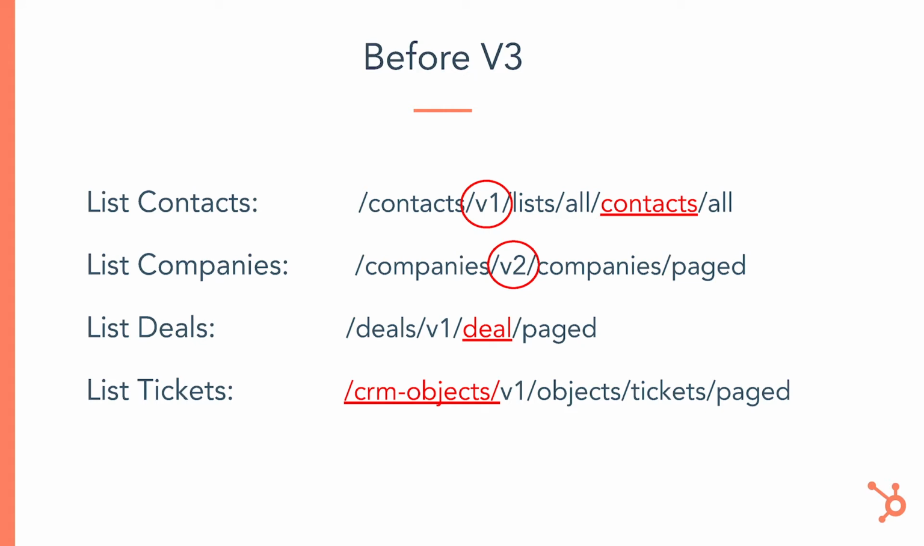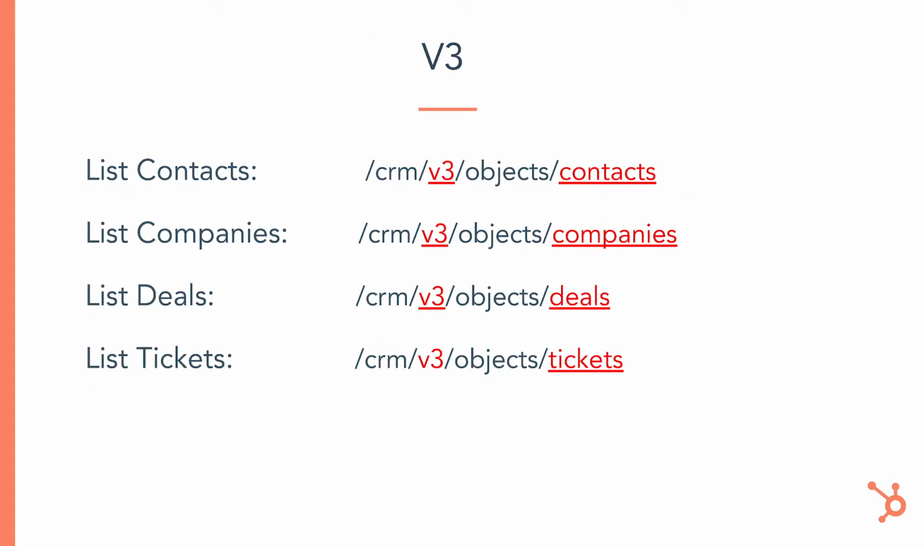When our developers spoke, we listened. Earlier this year, we kicked off a massive effort to overhaul the HubSpot API. This new generation of API, which we call V3, is designed with consistency at its core, and it is the new design standard for HubSpot APIs going forward.